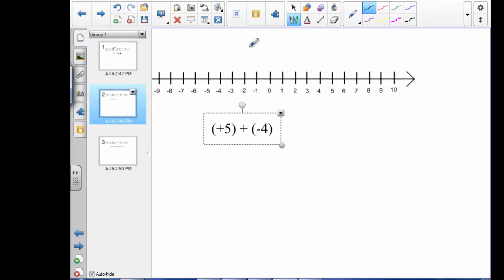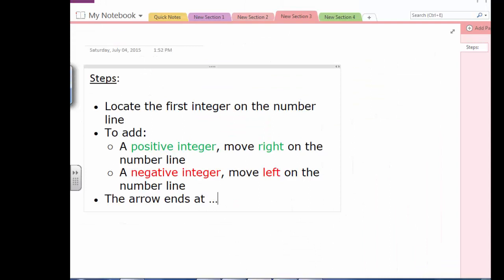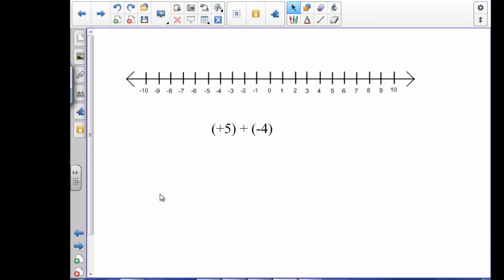Let's go to the other example. This example, I'm going to read it before I use a number line. It's +5 plus -4. So again, as a first step, always locate the first integer on the number line. So I'm going to locate the first integer, which is +5. I'm going to use a black color again to locate +5 on the number line. And after that, I'm going to go with a small line up to be ready to add. I'm adding what? I'm adding -4.